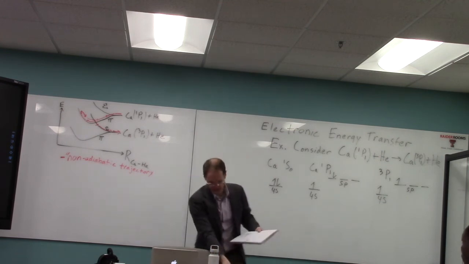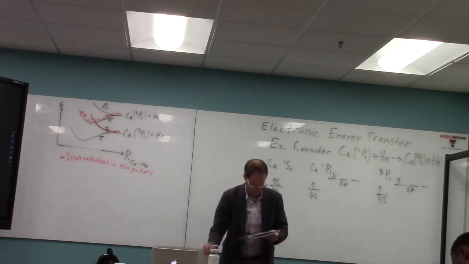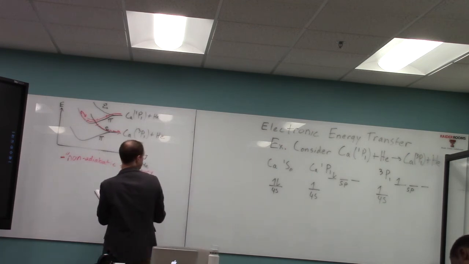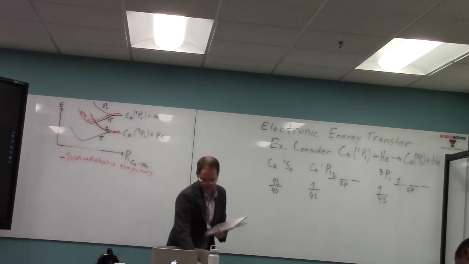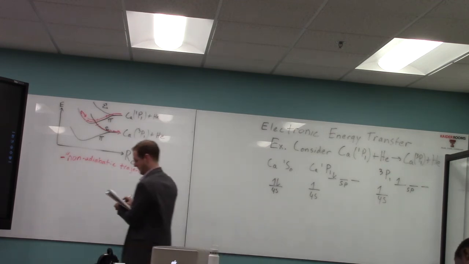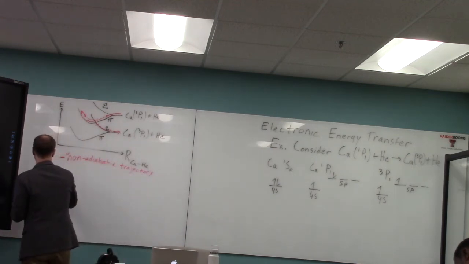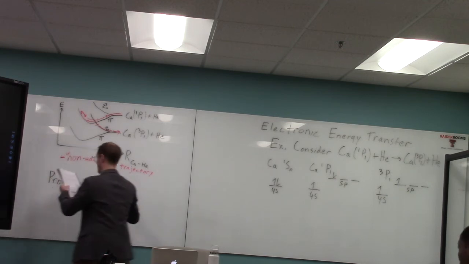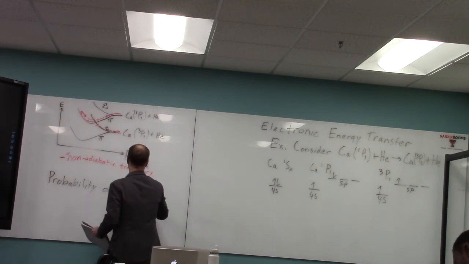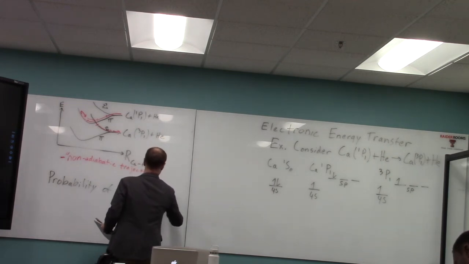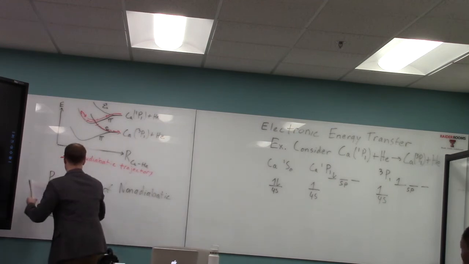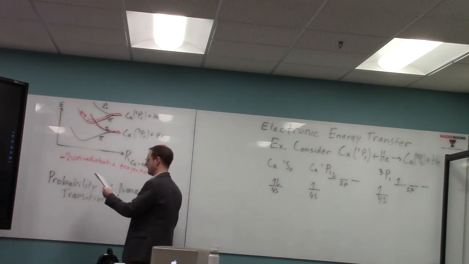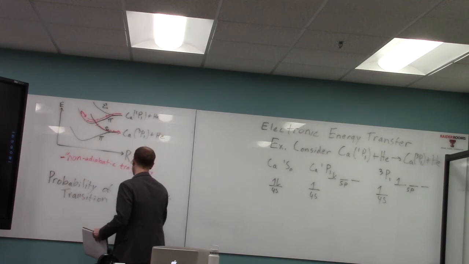Let's analyze in a little bit more detail what's going on. We're going to consider what is the probability of a non-adiabatic transition, and basically I'm going to do a very simplified derivation of what's called Landau-Zener theory.